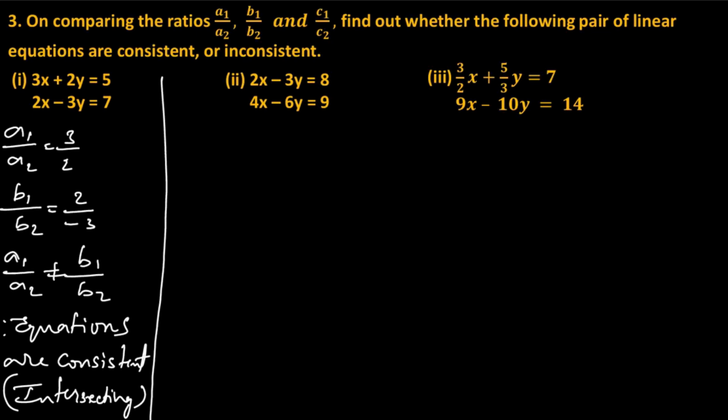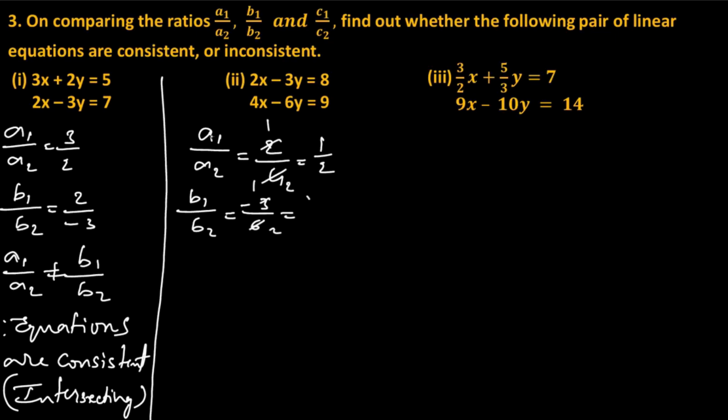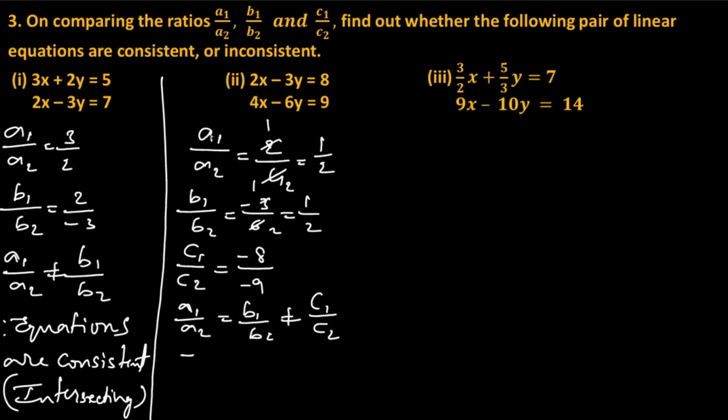Second question. a1 by a2 is equal to 2 by 4, so 1 by 2. b1 by b2 is equal to minus 3 by 6, which is also equal to 1 by 2. c1 by c2 is equal to minus 8 divided by minus 9. So a1 by a2 is equal to b1 by b2, which is not equal to c1 by c2. So the equations are inconsistent because a1 by a2 is equal to b1 by b2, but not equal to c1 by c2.